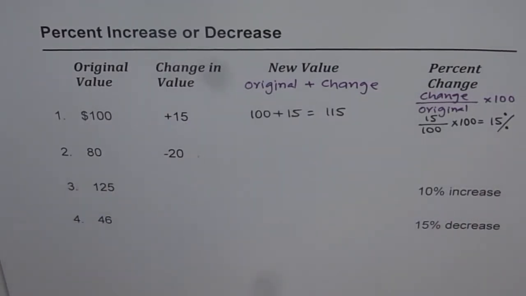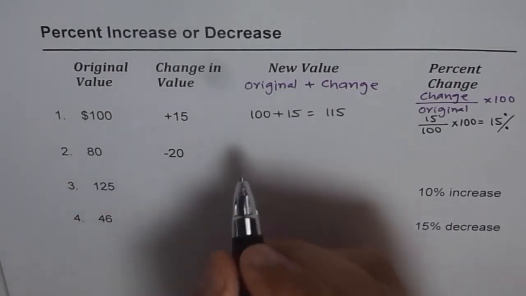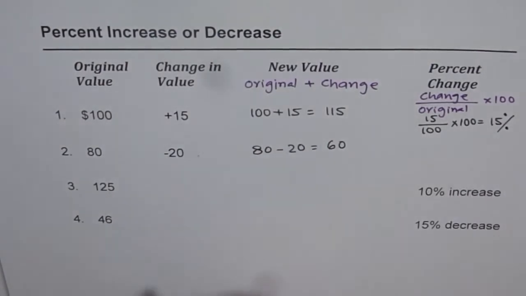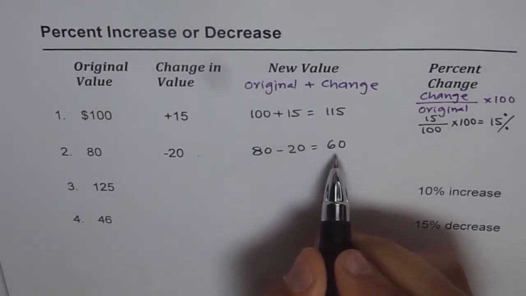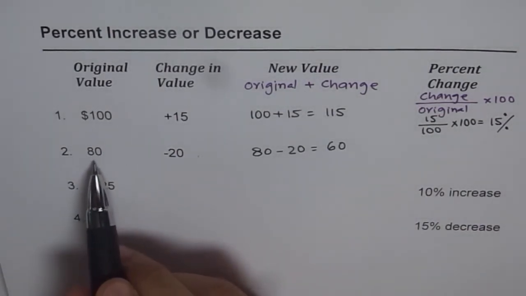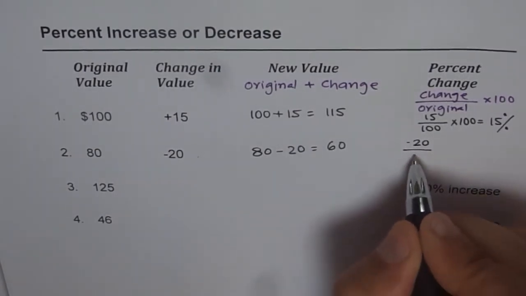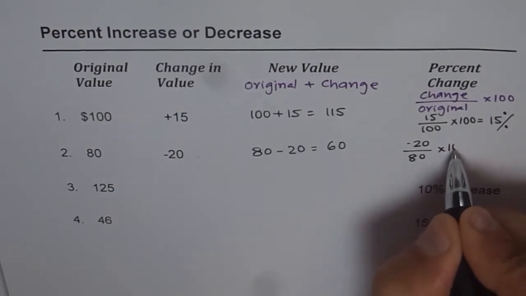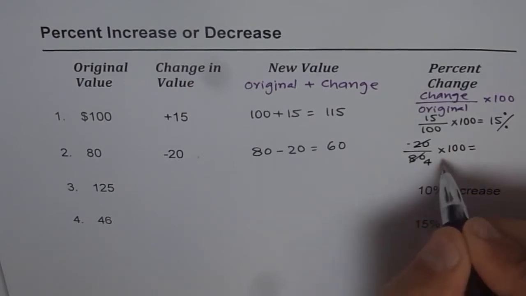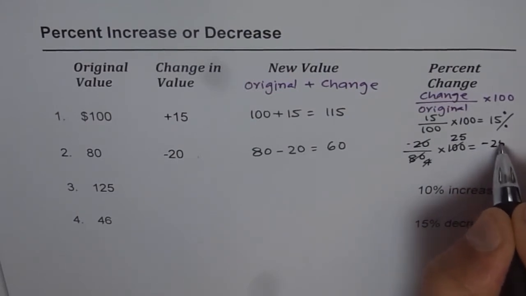Let's do the next one. Original value is 80, change in value is minus 20. So let's add them up. So when you add them, you get 80 minus 20, which is 60. So the new value is 60. What is the percent change? Percent change we calculate from change in value and the original value. So it is 20 with a minus sign indicating decrease divided by 80 times 100, right? So you can use a calculator and figure this out. So it goes 4 times, and we know 4 is 25 times 100. So we get 25% with a negative sign.